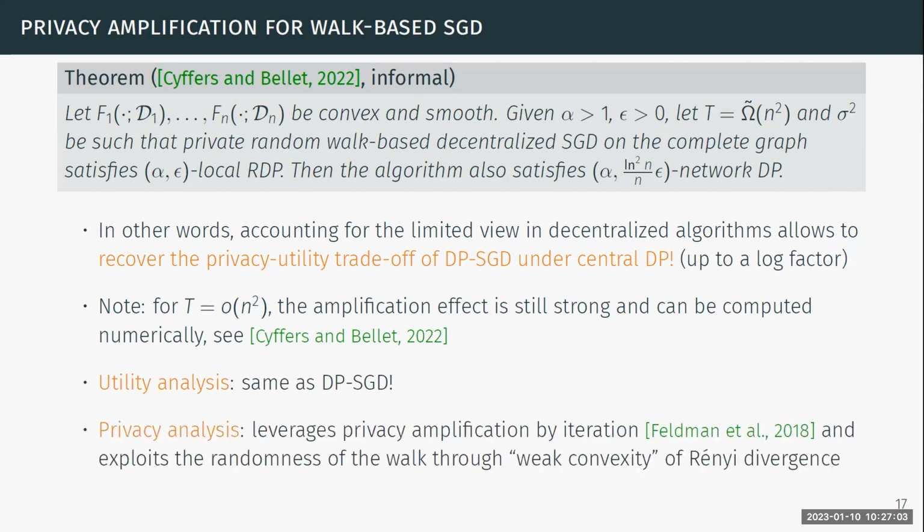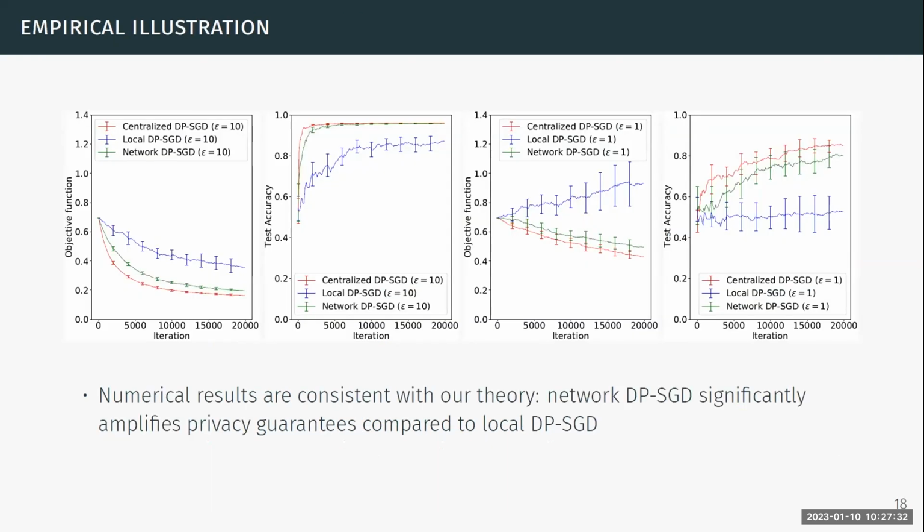And the privacy, like I said, leverages this idea of privacy amplification by iteration. The fact that when I receive a model, if the data of one user was used a long time ago, then I don't learn too much about the data set of that user. And also the fact that we have the randomness of the walk that is secret, right? The nodes don't know, in fact, where the model went through before getting to them.